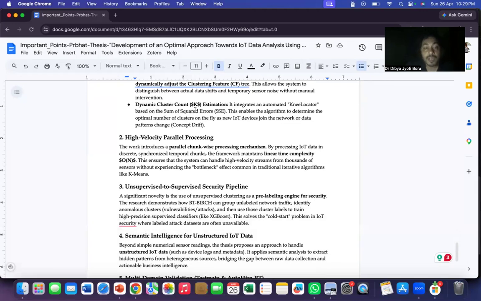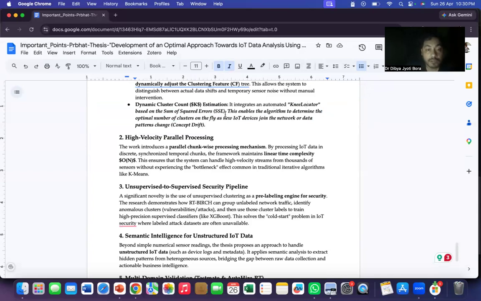Then dynamic cluster count estimation. It includes an automated elbow locator based on the sum of squared errors. And this enables the algorithm to determine the optimal number of clusters on the fly as new IoT devices join the network and data patterns change. That is concept drift. So this elbow locator based on SSE, the sum of squared errors, is also one kind of novelty in our algorithm.